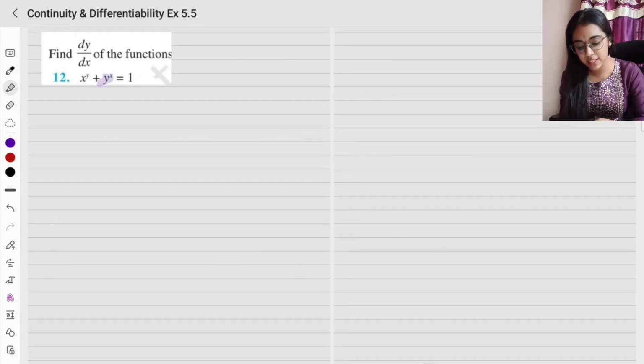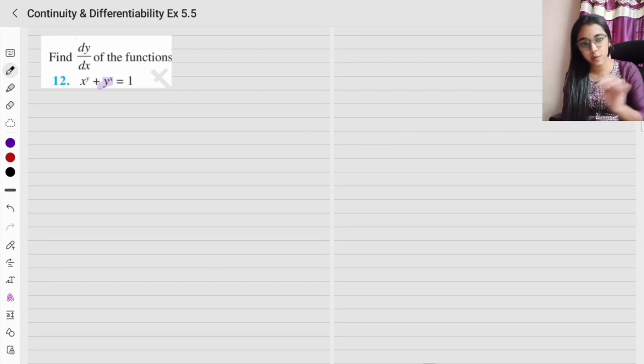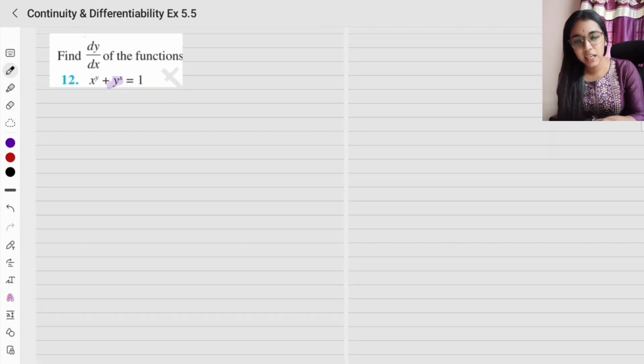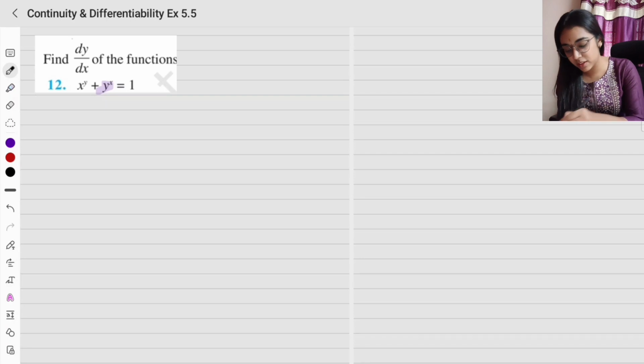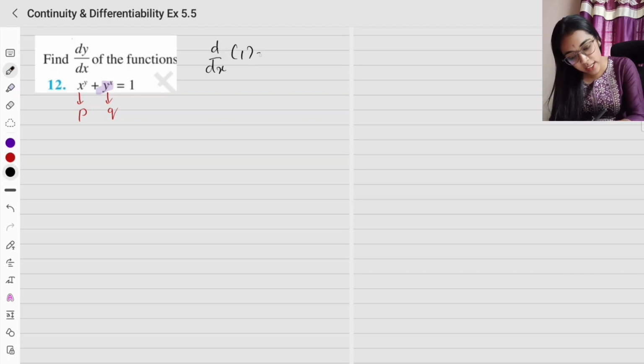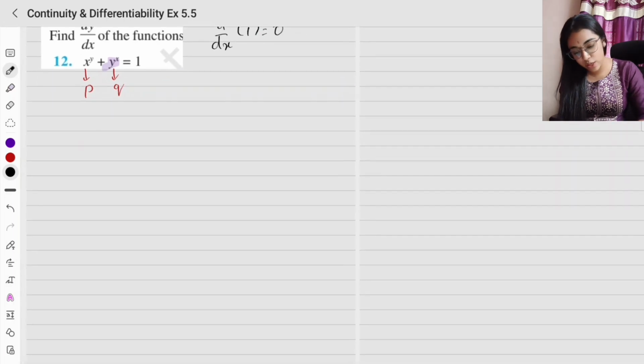That is how we found dy by dx. But now, y is in the question itself. So it is only slightly different from the previous questions. This also has to be done with the same method. So this I'm going to take as p and this I'm going to take as q, and this is my RHS. If I take the derivative of the RHS, d by dx of 1 is simply a constant, so I'm going to get a 0. We can do that later.